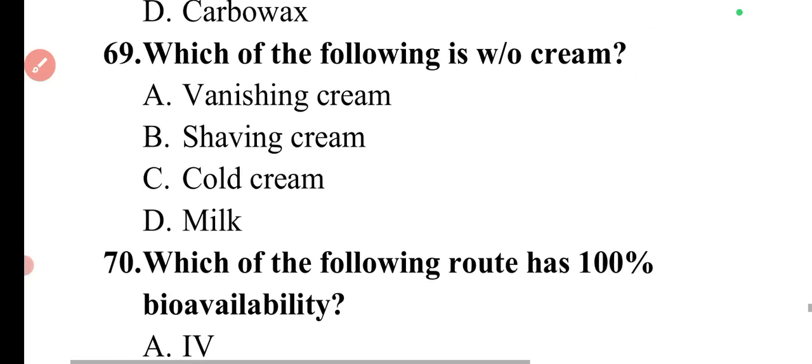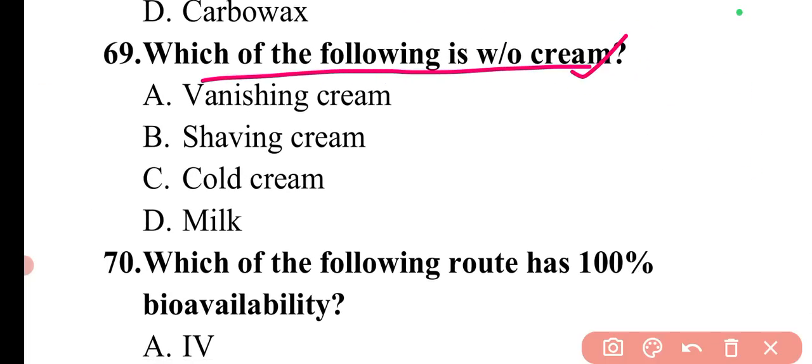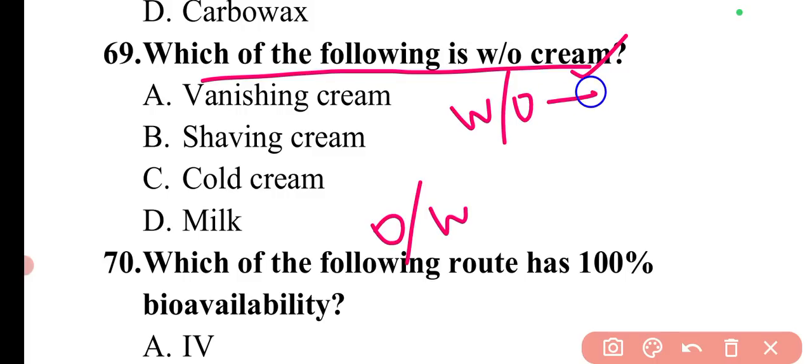Now coming to the next question. Which of the following is water in oil creams? Basically there are two types of creams: water in oil and oil in water. In water in oil, the oil will be the continuous phase, and water in oil creams are mostly used for external use only.